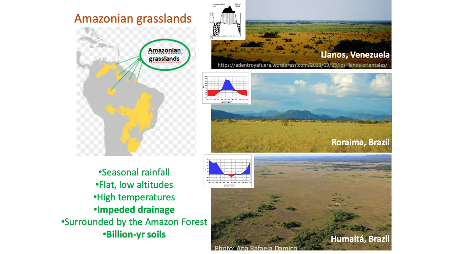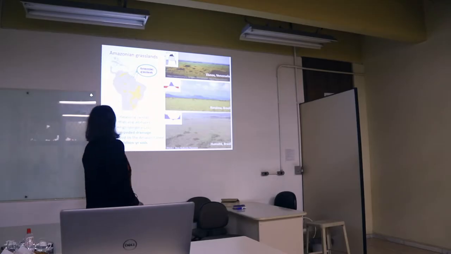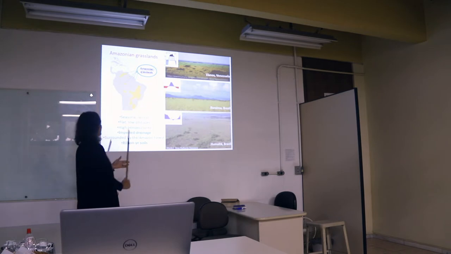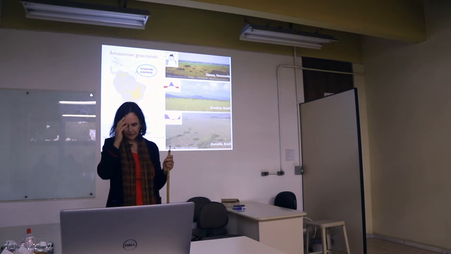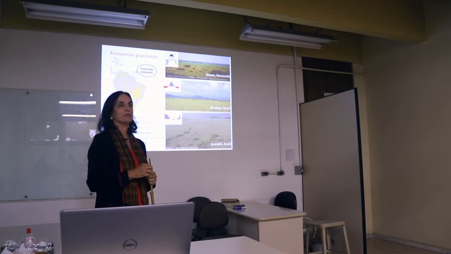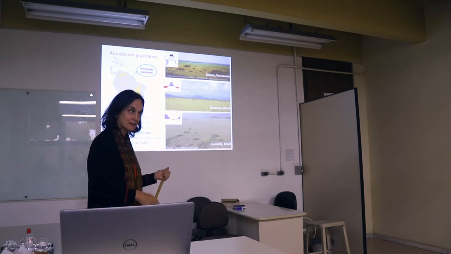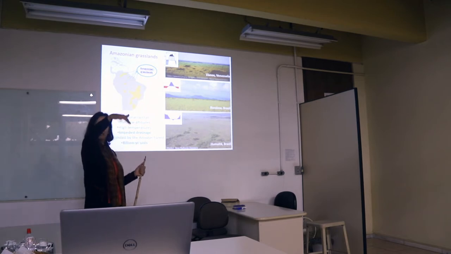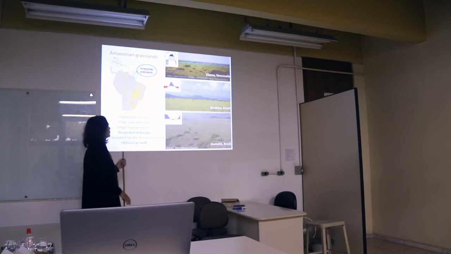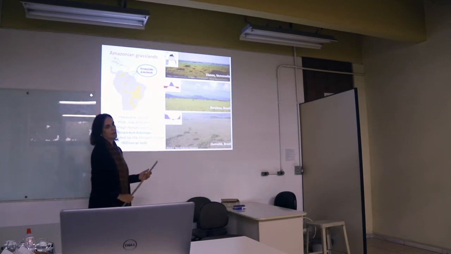Who are the Amazonian grasslands? They are landscapes like these in Venezuela, in the Llanos, in Roraima, Brazil, and in Humaitá, in the Parque Nacional dos Campos Amazônicos. They are all under a seasonal climate with a dry season, but in really flat conditions. In this park, we have 340,000 hectares, and the difference in altitude is 50 meters. 50 meters is nothing. It's like a table. Very high temperatures, high rainfall, more than 2 meters, 2,500 millimeters. But this is the major driver keeping these landscapes like this.